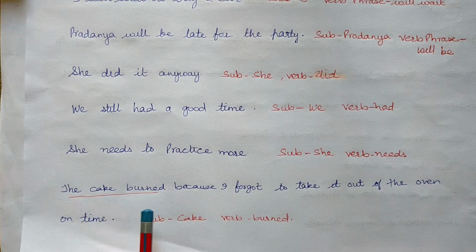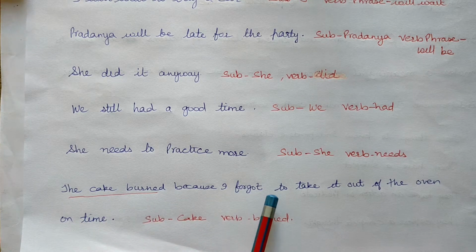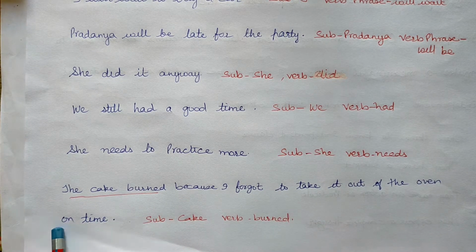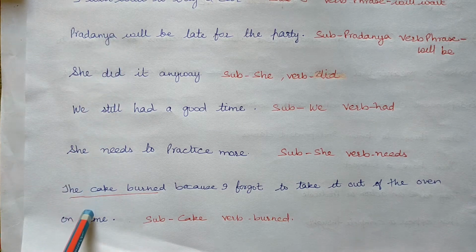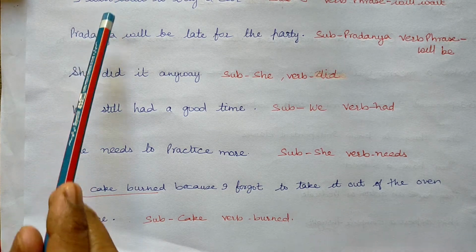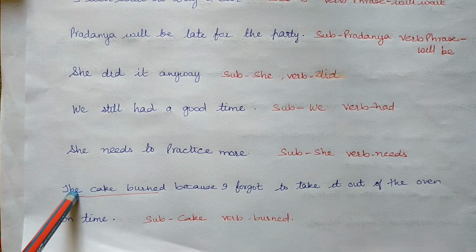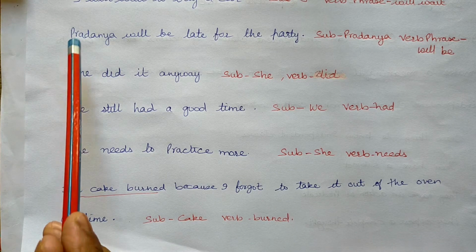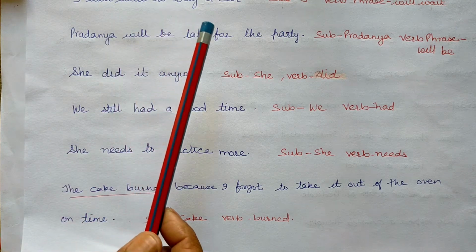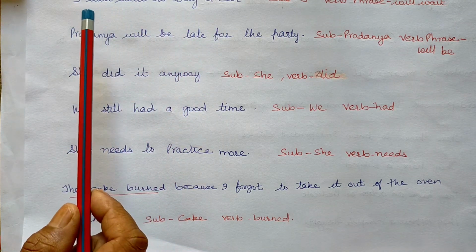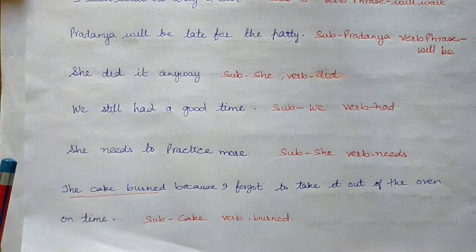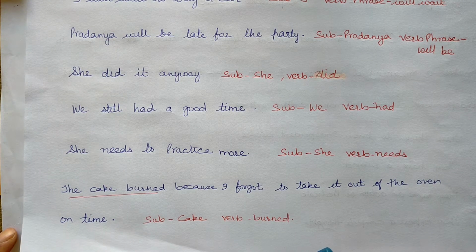The cake burned because I forgot to take it out of the oven on time. Here the subject is cake and the verb is burned. So all these sentences are independent clauses, and they contain a subject and a verb phrase, they express a complete thought, and stand on their own as complete, good sentences.